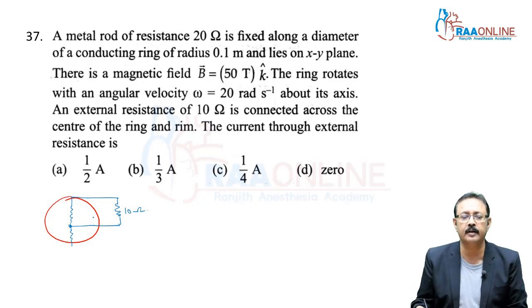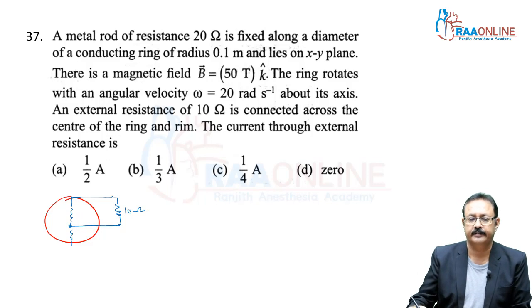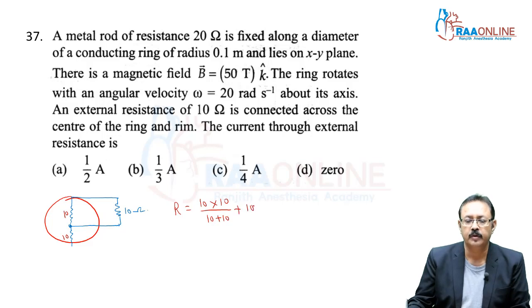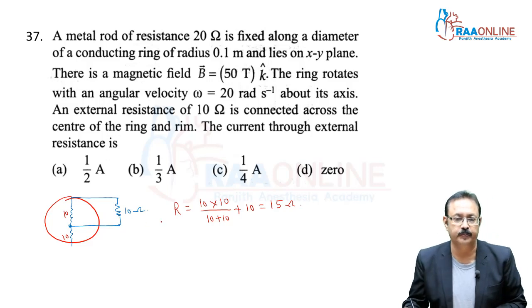So what is your total resistance in this circuit? You can see two are in parallel, one in series. So total resistance of the circuit: for parallel, it is half of the rod, means 10 ohm, half of the rod means 10 ohm. R1 R2 upon R1 plus R2, plus 10 ohm. So in total we are getting 15 ohm. Total resistance is 15 ohm.